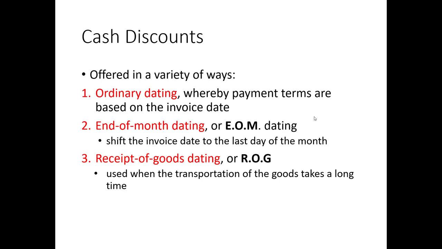And then the third one is receipt of goods. We start counting when you actually get the stuff. That can be kind of important when it takes you a long time to get that stuff. Right? You give a 10-day discount from the invoice date, but it takes 30 days to get the stuff. Eh, you're probably not taking advantage of the discount rate. So sometimes receipt of goods is kind of handy in that case.